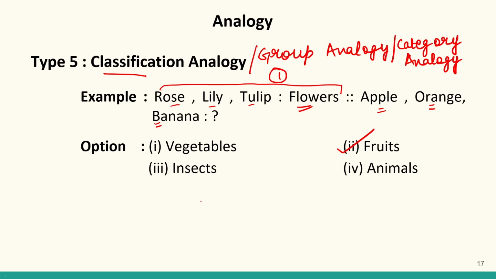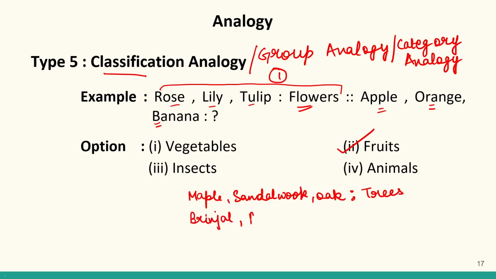We have classified. Similarly, let's say if we get a question like maple, sandalwood, and oak. What are these? These are all types of trees, right? And we have to find out that brinjal, potato, and tomato fall under which group. Very clearly, all these three are vegetables. So they will fall under the group of vegetables.